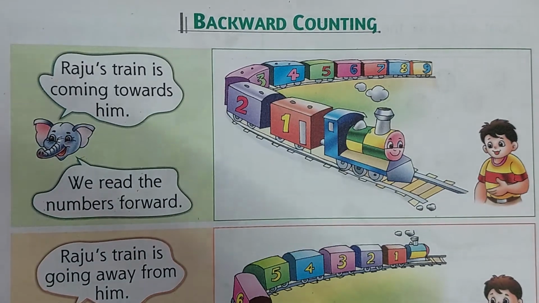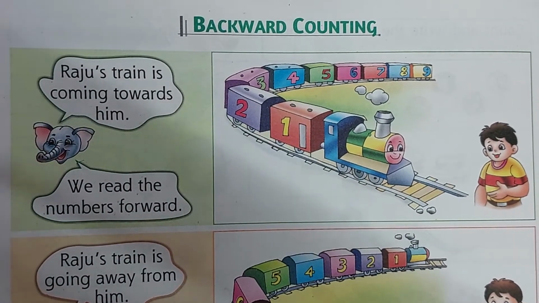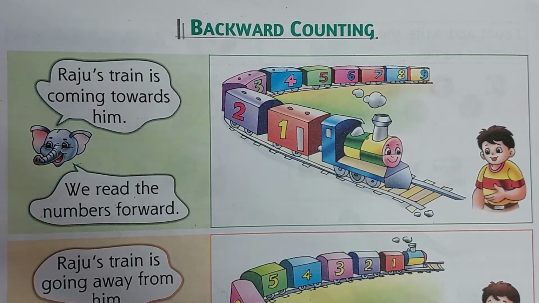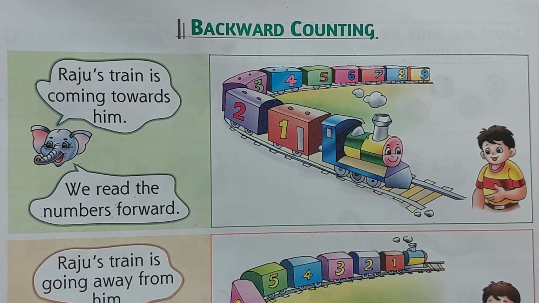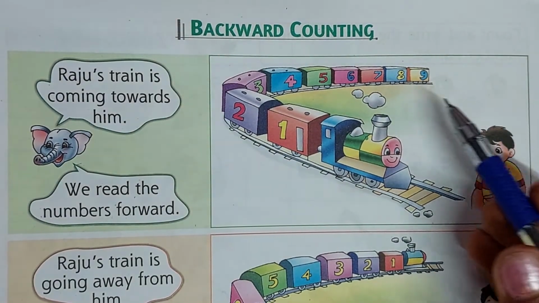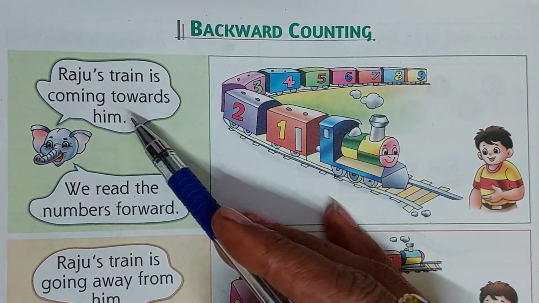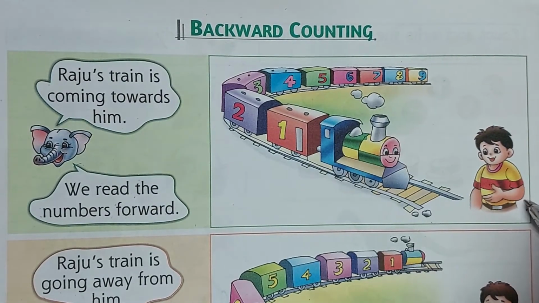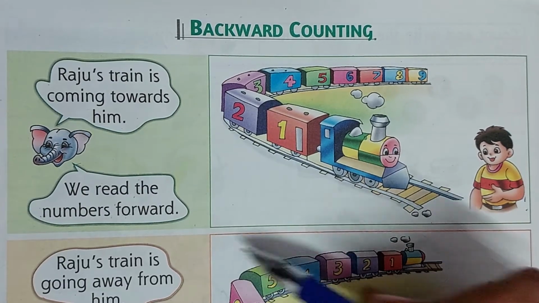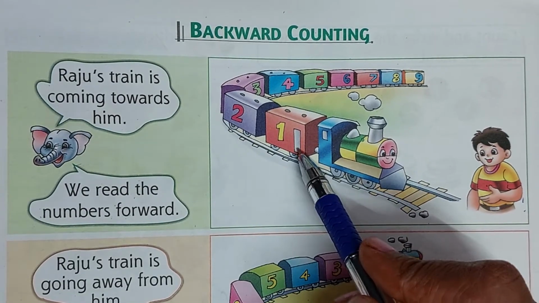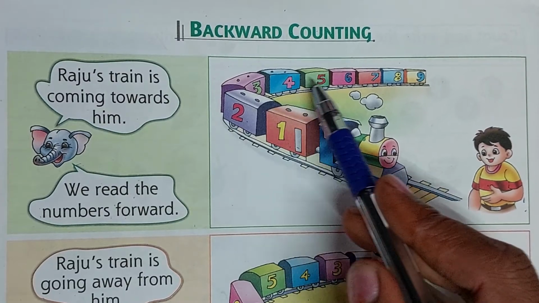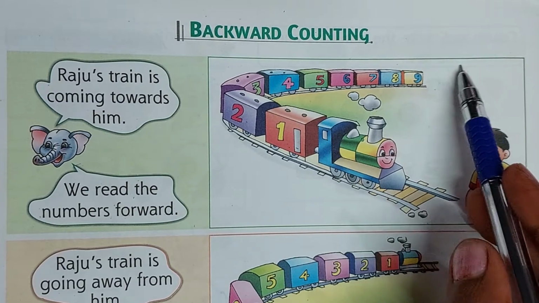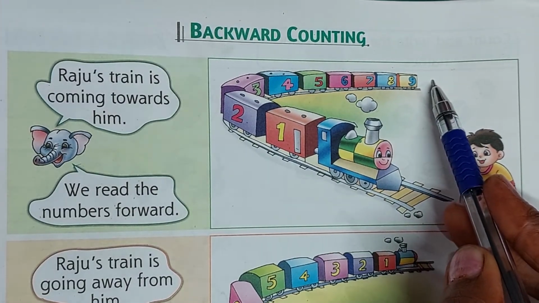On page 8 we have backward counting, which you learned in UKG class. Backward counting is when we go backside, and we have to find the before numbers. Here you can see one train drawn. Raju's train is coming towards him. We read the numbers forward: 1, 2, 3, 4, 5, 6, 7, 8, 9. But if we change the engine from here to here, how will you read these numbers?